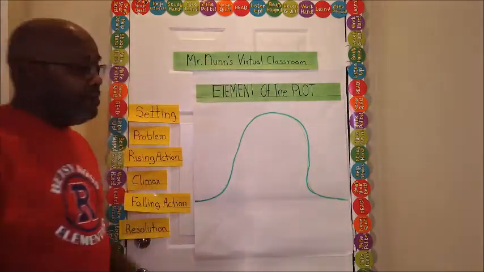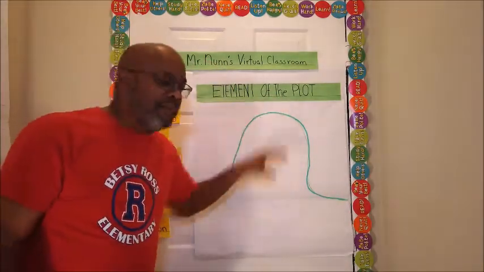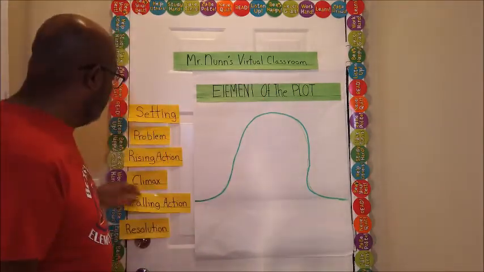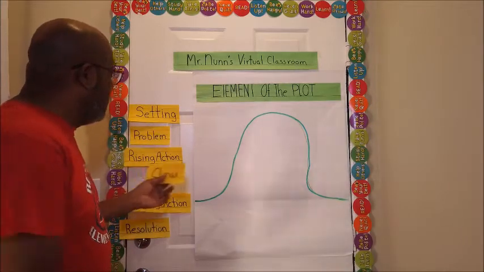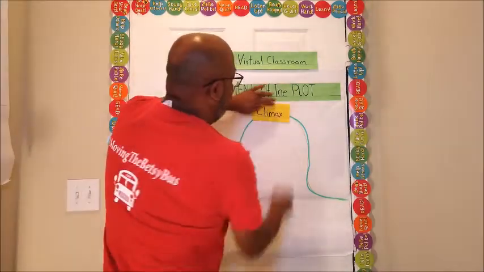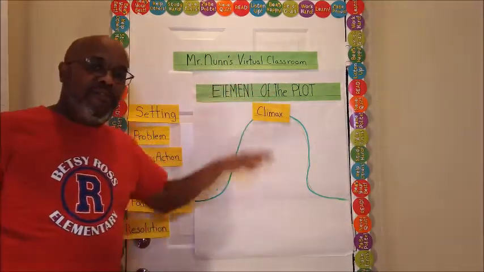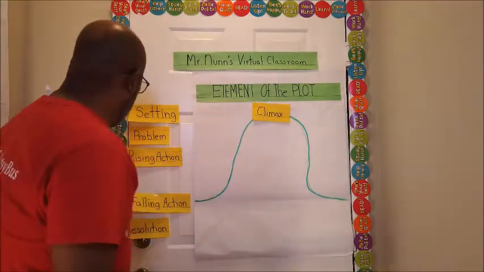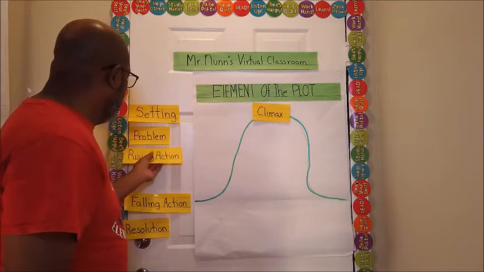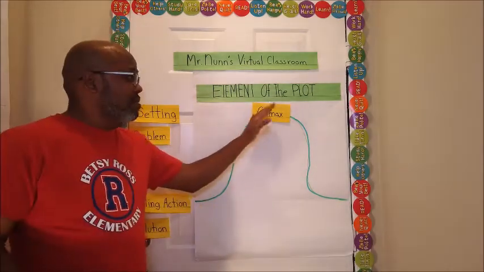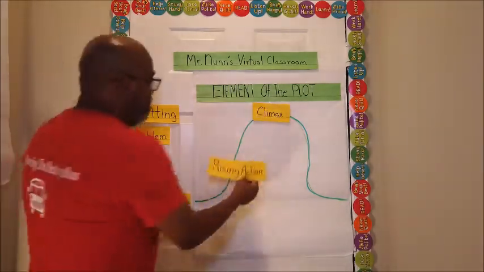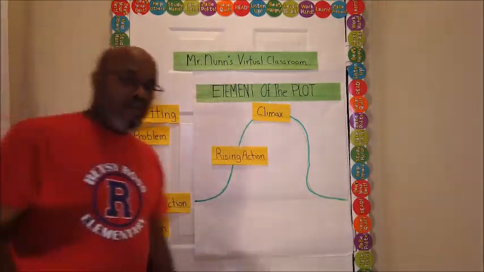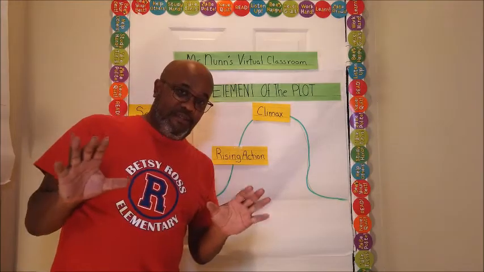All right. Now let's talk about the top of this mountain. Whenever you're thinking about a narrative story, the top of the mountain is better known as the climax. Right here, ladies and gentlemen, is the highest point of your story where the best action takes place. Okay? Next, coming up the mountain to get to the climax is called the rising action. The rising action is also known as the events of the story.